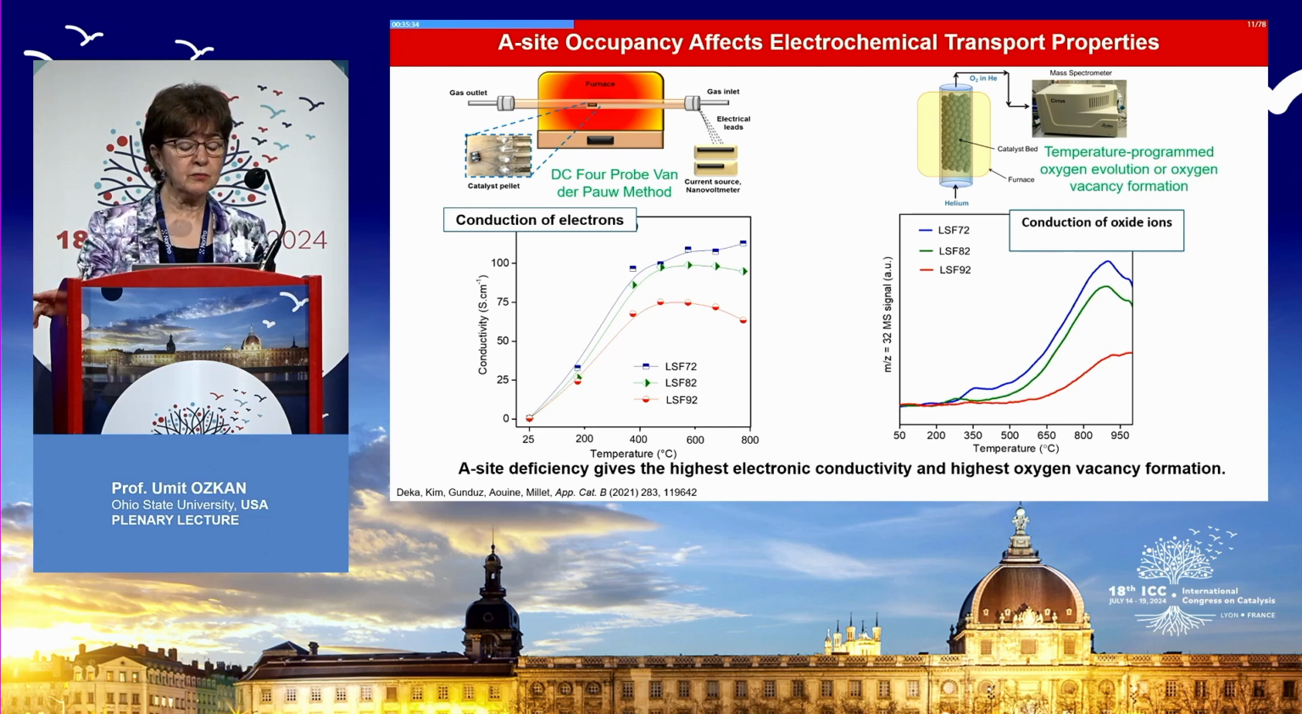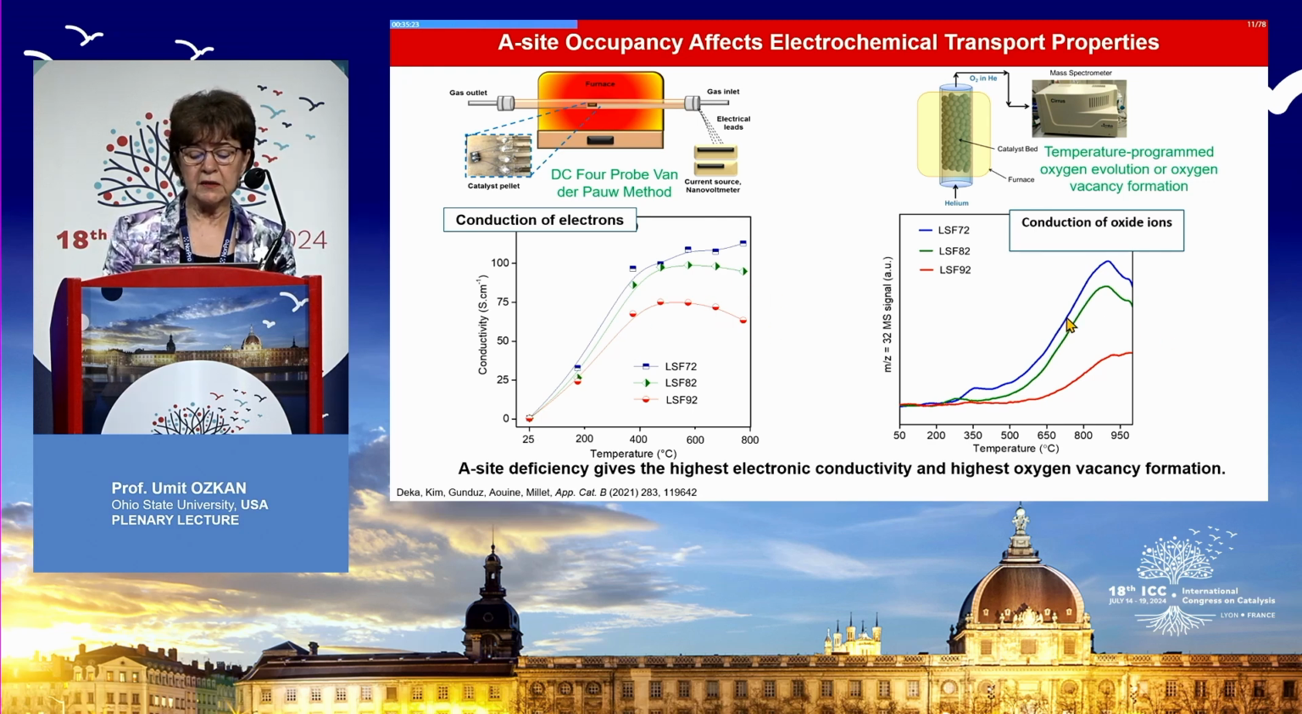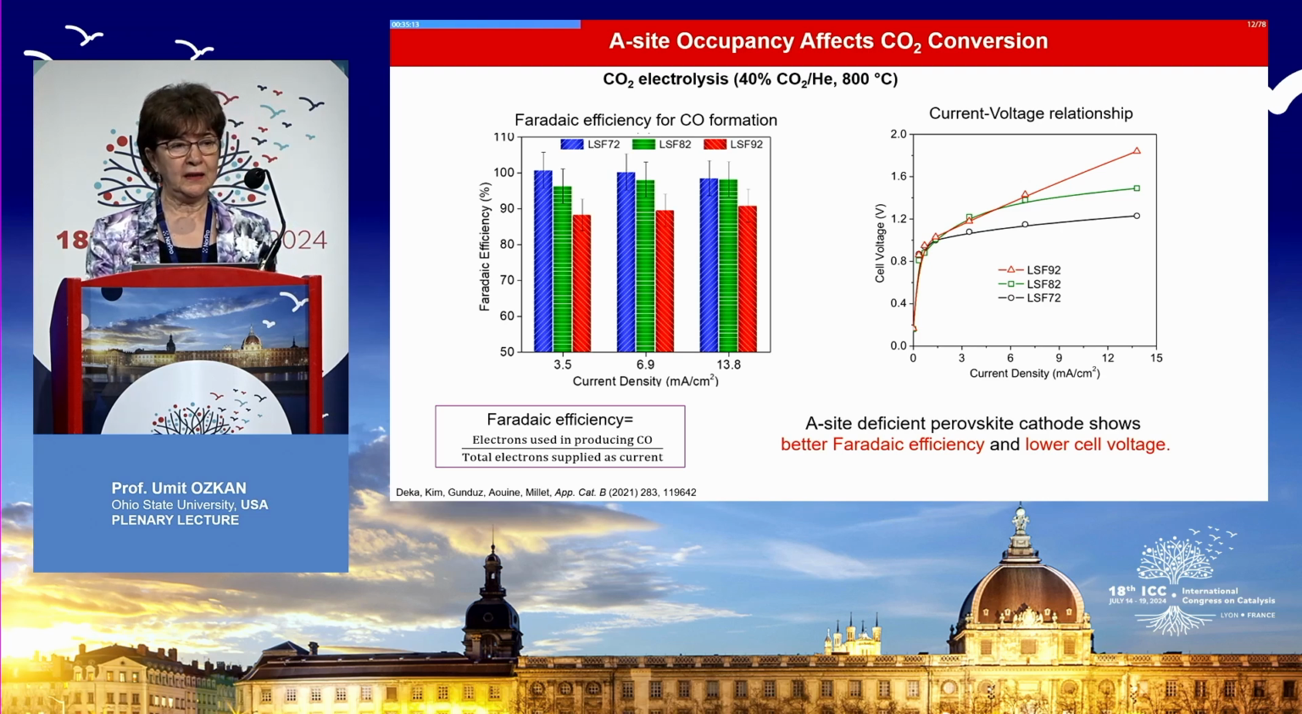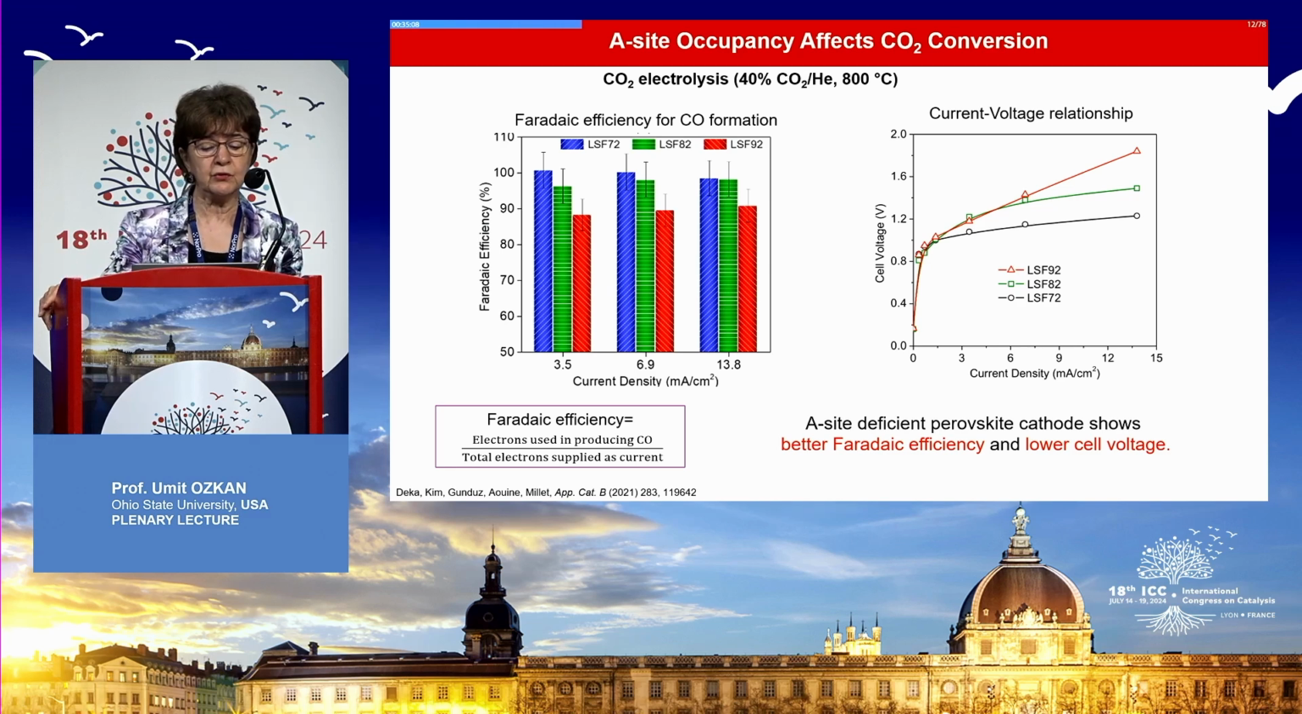Now, when we did the measurements, it is indeed the case, and we see that the A-site deficiency gives the highest electronic conductivity, as you see here, and it also has the highest oxygen vacancy formation and highest oxide ion mobility. If we look at how the A-site occupancy is affecting the electrocatalytic activity, this is for the CO2 conversion, and we are operating at 800 degrees centigrade. The highest Faradaic efficiency is also achieved with A-site deficient samples.